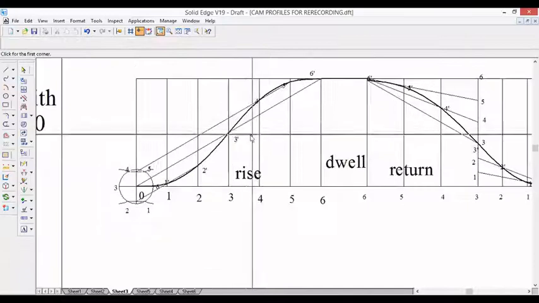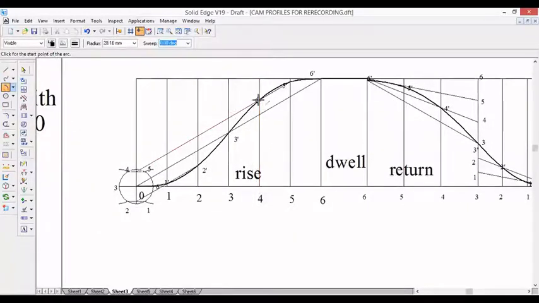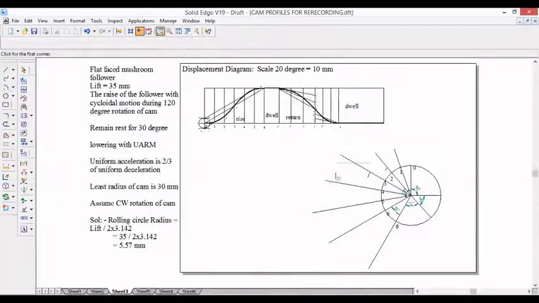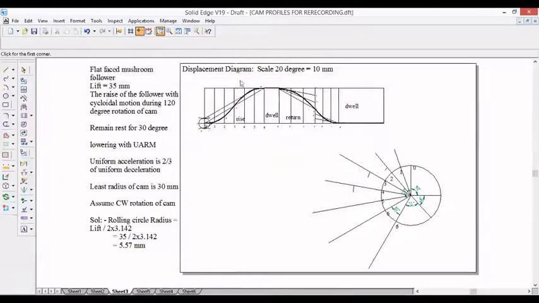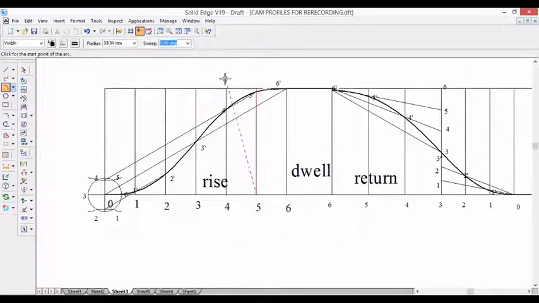4 to 4 dash. Draw an arc. 5 to 5 dash. Measure using compass.